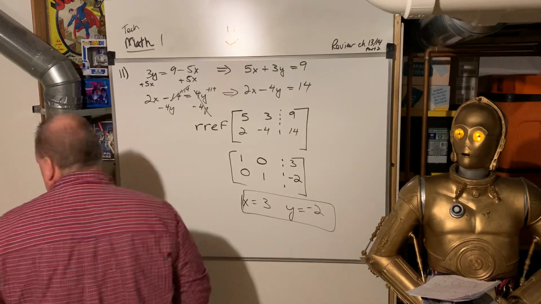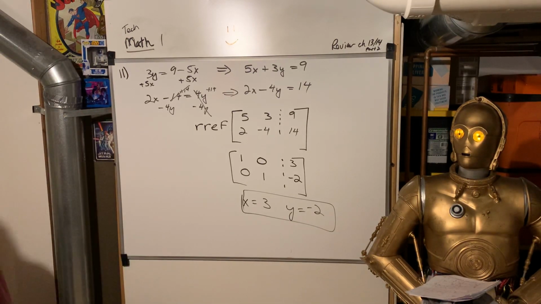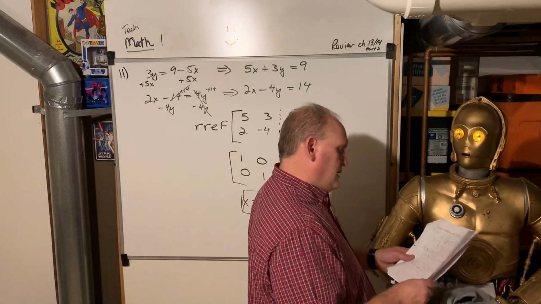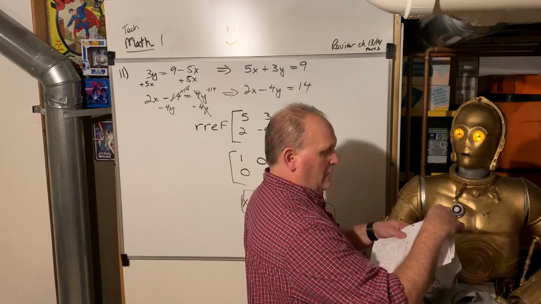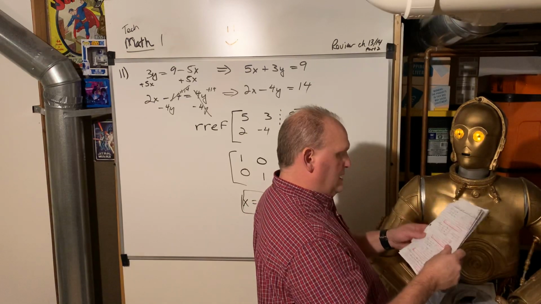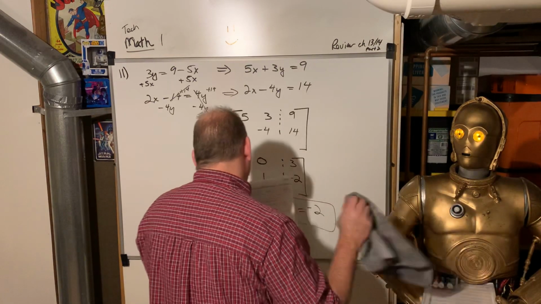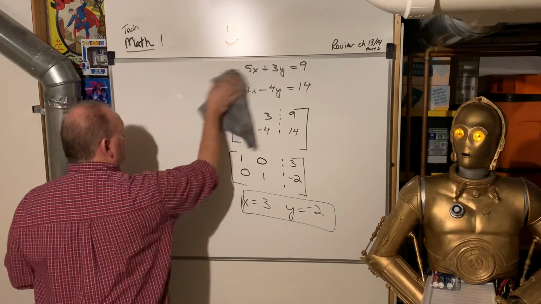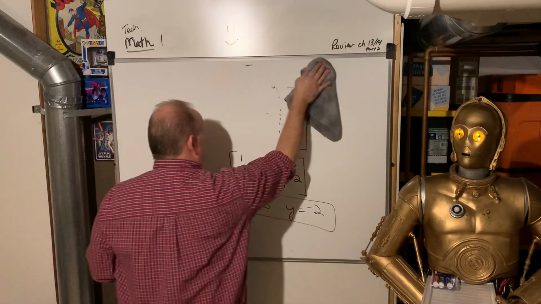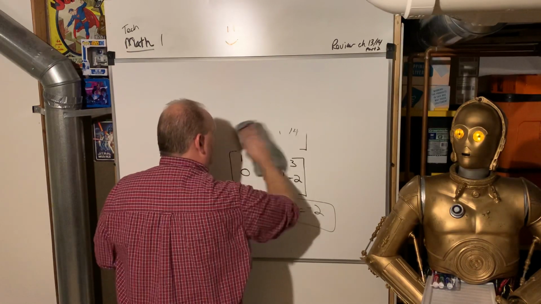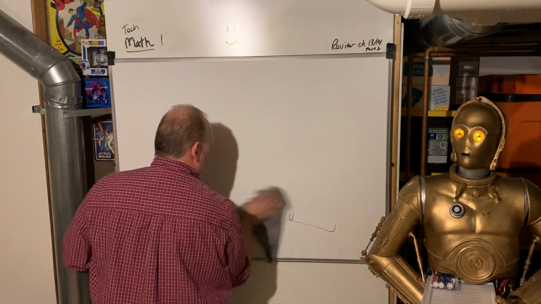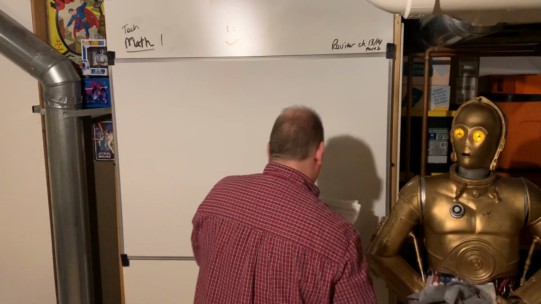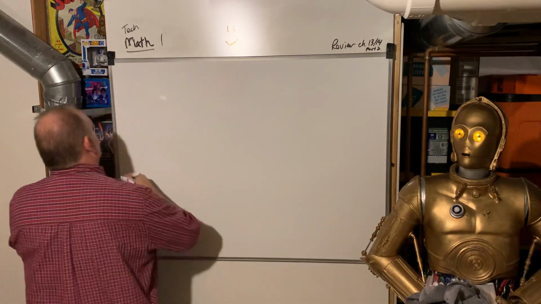All right. And so that is how all of these matrices kind of work out. Let's look at 12 and 13 and 14 and 15. All of those you can use a matrix over and over and over again. So you don't have to do the addition method or the substitution method. You can just use a matrix with reduced row echelon form.